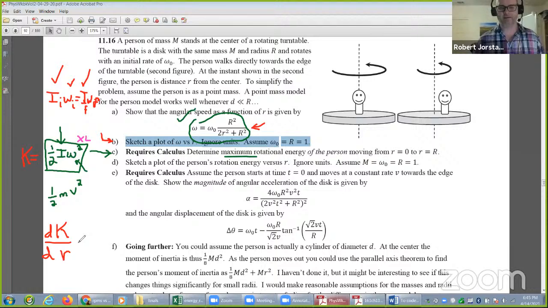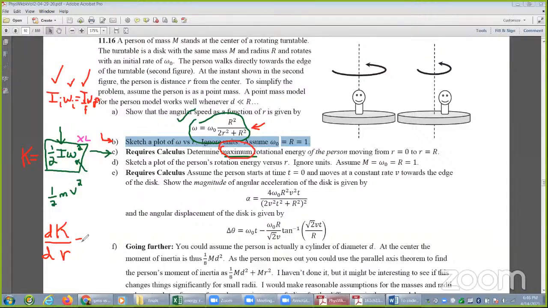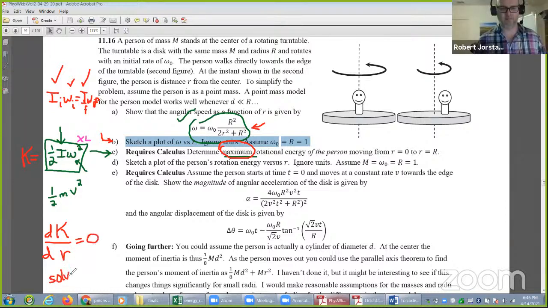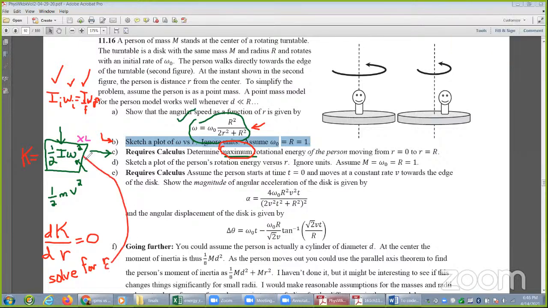And then what do I do with that? Take the derivative. You're trying to find a maximum. What do you do when you take the derivative when you're trying to find a maximum? Equal to 0. Then solve for what? In this case, I would solve for r, and that would be called r critical. And then I take that r critical and plug it back in.